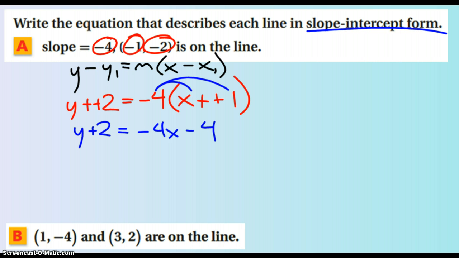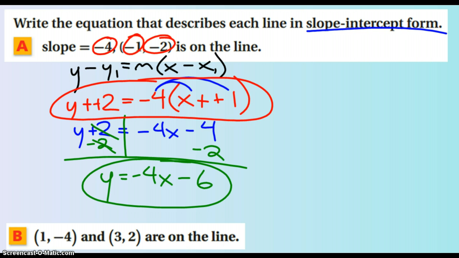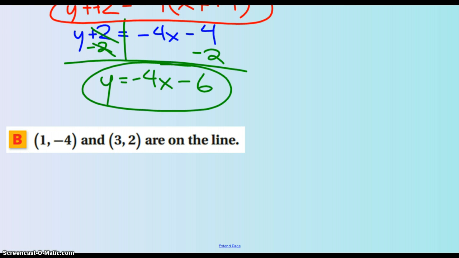And now to solve for y, I'm just going to subtract 2 on both sides. And here we go. We got y equals negative 4x, negative 4 minus 2 is negative 6. Now we are in slope-intercept form. So the red equation and the green equation are the same thing. One's in point-slope form, one is in slope-intercept form. Interesting, right? And we could go ahead and convert that to standard form if we wanted to.